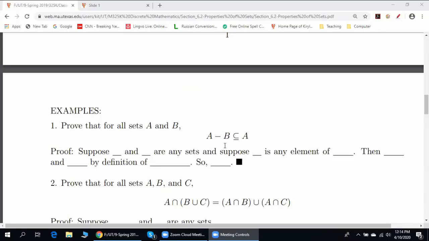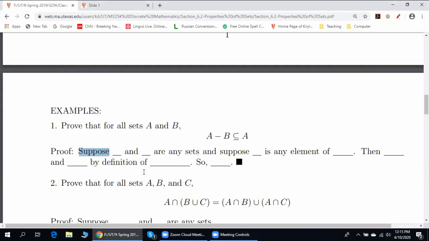We want to prove that A minus B is a subset of A. How do we prove it? Maybe somebody else wants to help me. If no one else wants to do it, can I try? All right, yeah, sure. So we want to prove that A minus B is a subset of A.